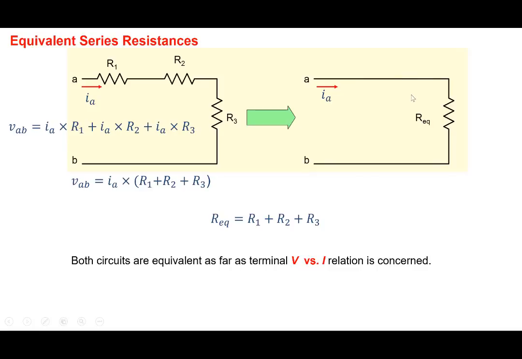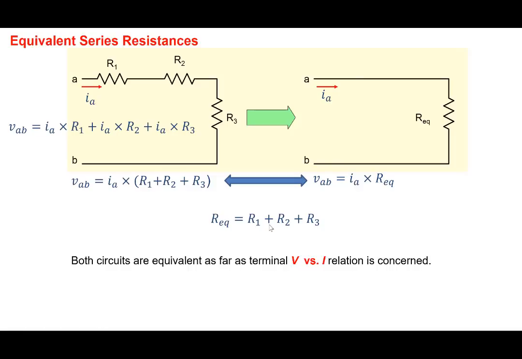In this circuit it is simple Ohm's law: VAB is IA into R equivalent. So if you want these 2 circuits to give you the same current voltage characteristics, for the same VAB, if you want the same IA, then we find R equivalent is R1 plus R2 plus R3. So we derived this particular result using KVL and KCL.